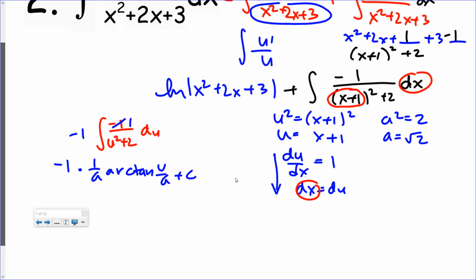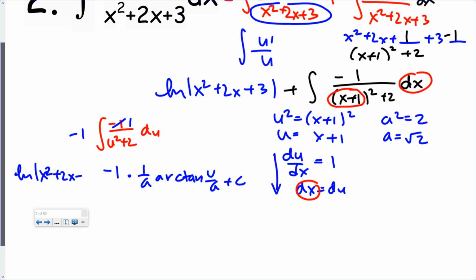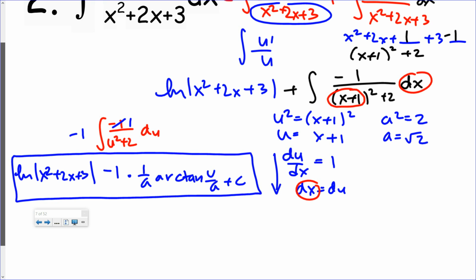So this is actually my answer. Let me just put this here, plus the ln, so ln of absolute value of x squared plus 2x plus 3. That is actually a great answer. Yeah, it's the wrong answer, but it is a pretty great answer, because all I have to do is replace my a's and u's, and I've even defined them here. u is x plus 1, and a is square root of 2. So everywhere there's an a, I put in square root of 2, and everywhere there's a u, I put in x plus 1.